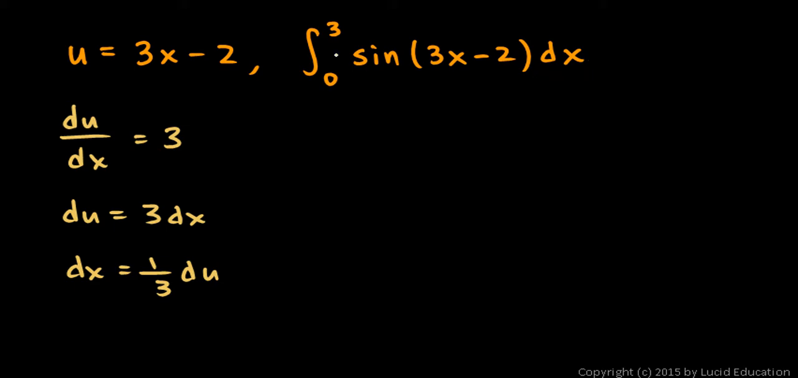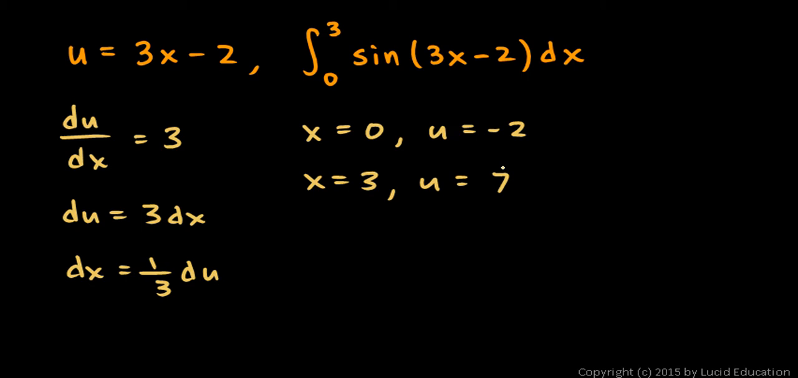But I also need to think about the lower and upper limit of integration. This 0 right here is an x equals 0, and if x is equal to 0, then u is 3 times 0 minus 2, which is just -2. And if x equals 3, then u is 3 times 3 minus 2, which is 7.